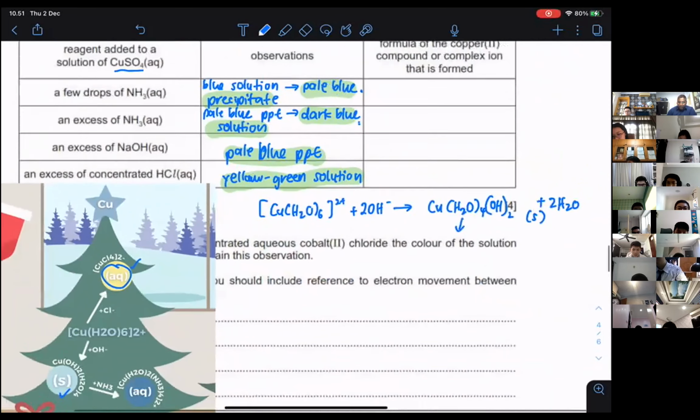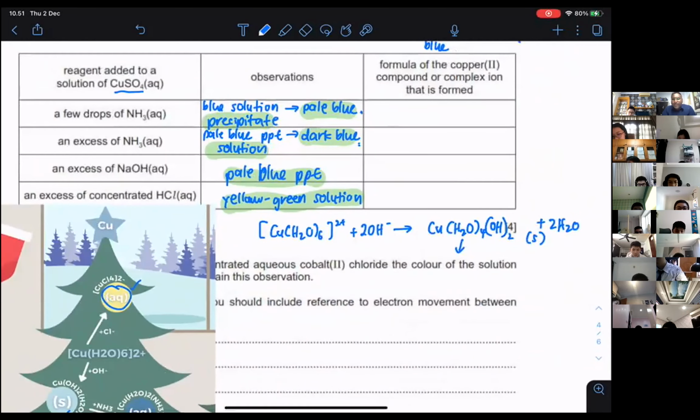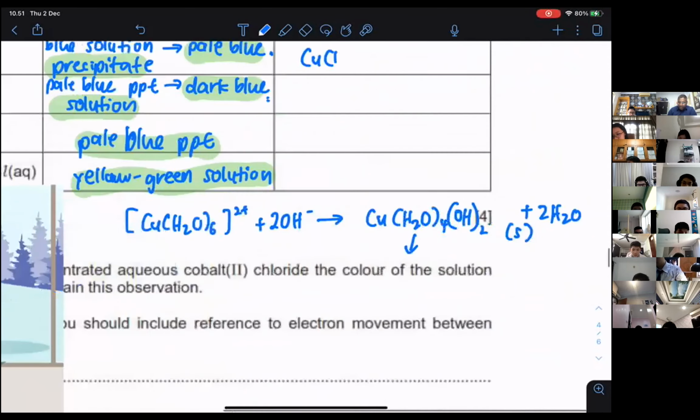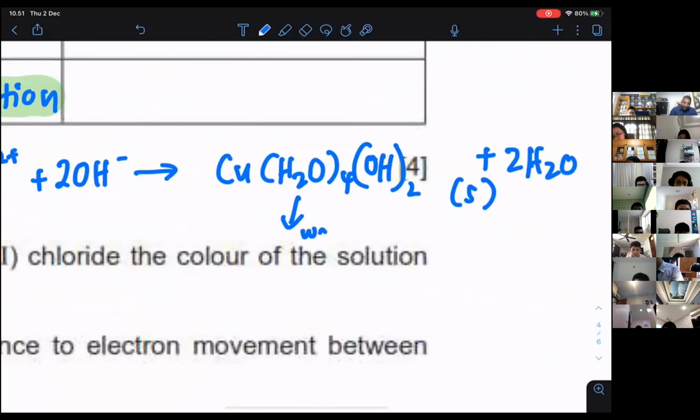Okay, so do remember it's still ammonia. But when you use a few drops, they will form this. Some of you might be asking, this is water and this is hydroxide. Which one will come first?